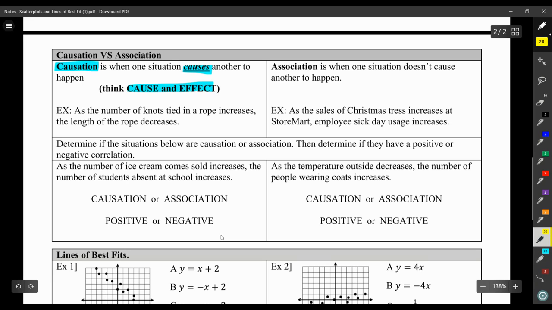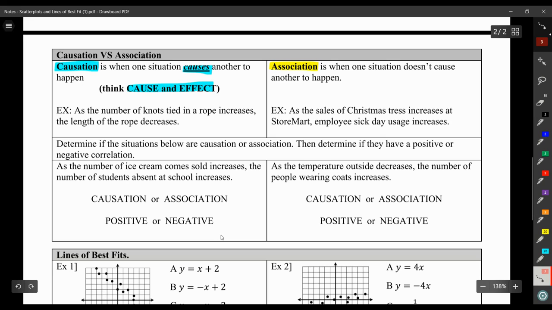Now, association is basically when these don't really cause each other. They may or may not. They don't have to. So here's a pretty good example. As the sales of Christmas trees increase at StoreMart, employee sick day usage increases. So you may be able to read into this and say, well, Christmas trees are in the winter, and in winter people usually get the flu. Yes, but that's not what it says. It's saying that because you're selling more trees, more people are getting sick, which may not necessarily be causing one or the other. So this would be an association. Just because this happened doesn't mean that is why this is happening.